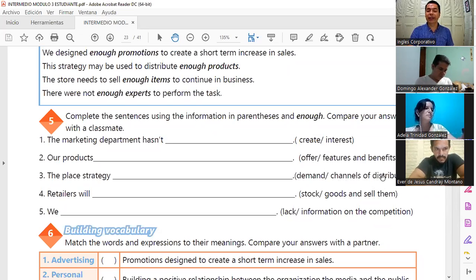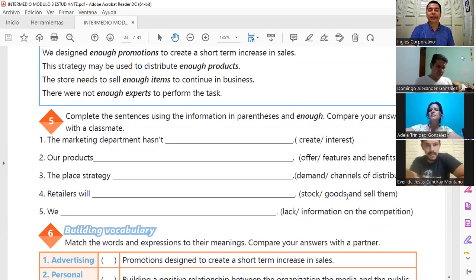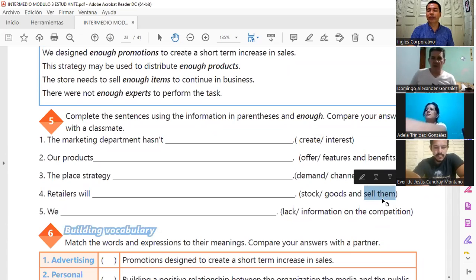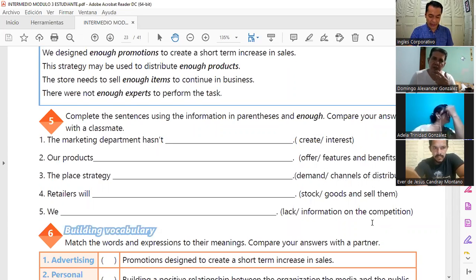Goods and sell them. No, goods only, right? Only goods is the noun, right? Okay. And sell is another verb. Here another verb appears, but we're not going to use enough here, right? And lack. And then information of the competition is the noun, right?